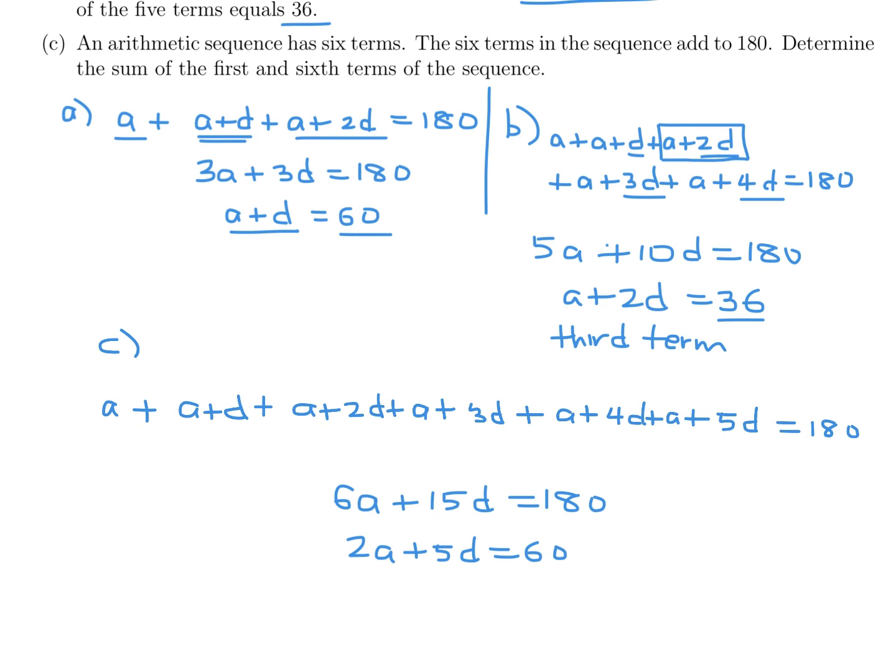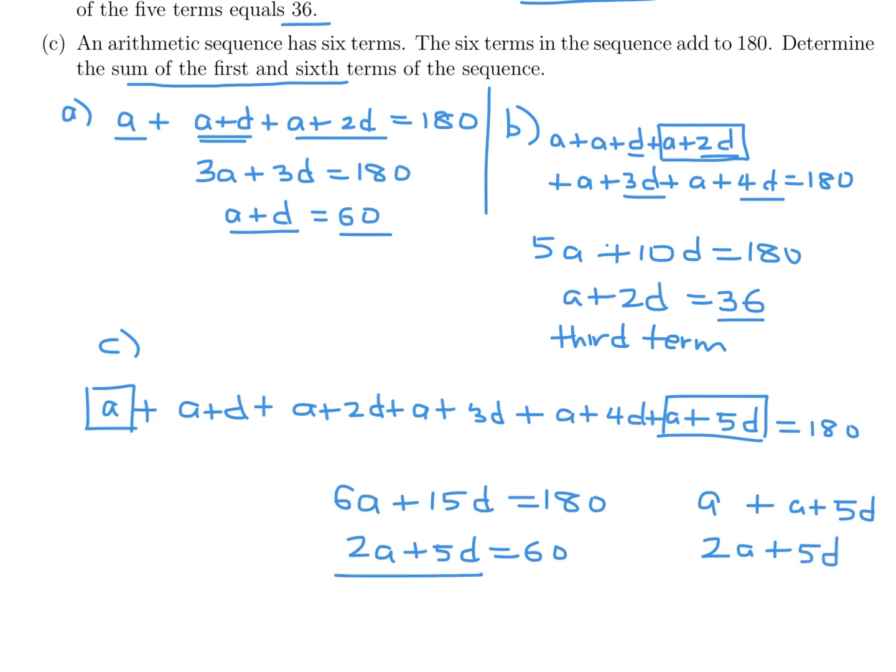And then let's go back to the question, what do they want? The sum of the first and the 6th. So here's the first, and here's the 6th term. So those two terms would be a and a plus 5d, and their sum would be 2a plus 5d. Okay, well that's exactly what that is. And we have just found out that it equals 60. So that's pretty much all there is to that question.